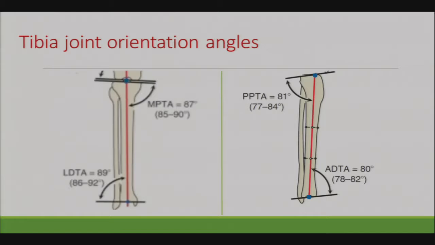I think the tibia we're probably all more familiar with. We know there's 9 degrees of posterior slope. You can see there's also anterior distal slope at the ankle joint too, which is not as commonly talked about as the slope in the proximal tibia.